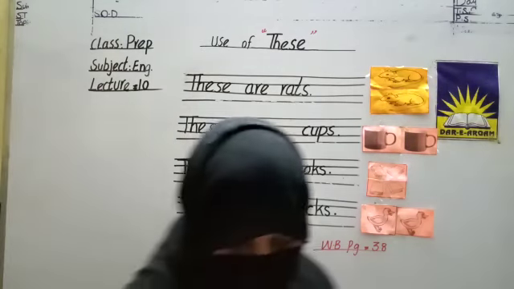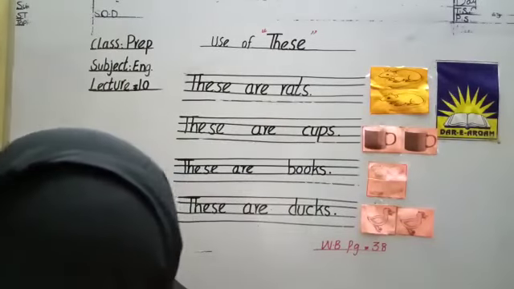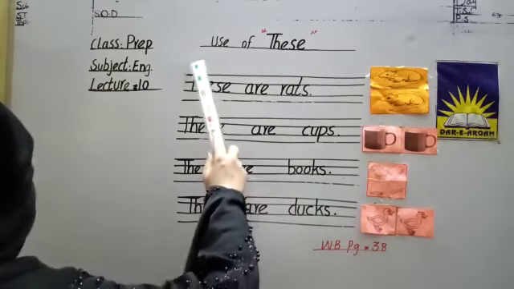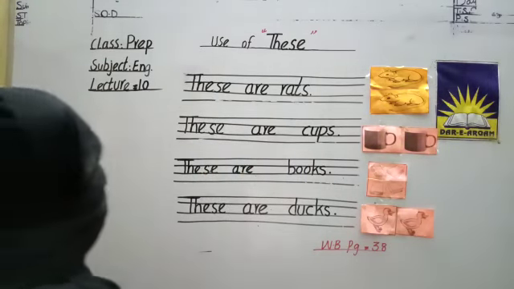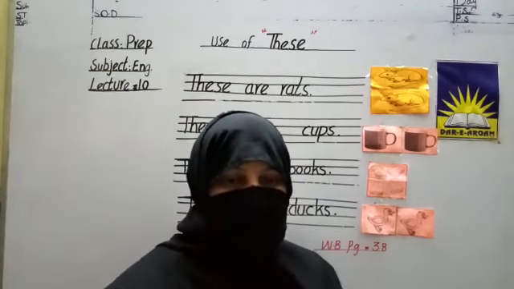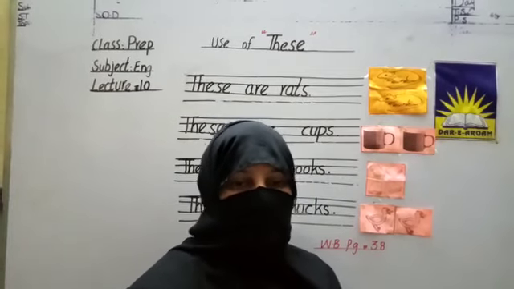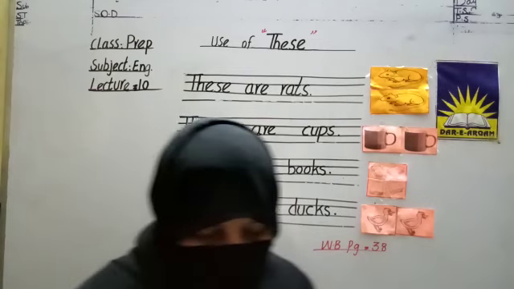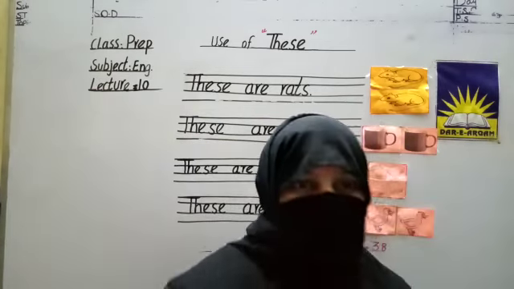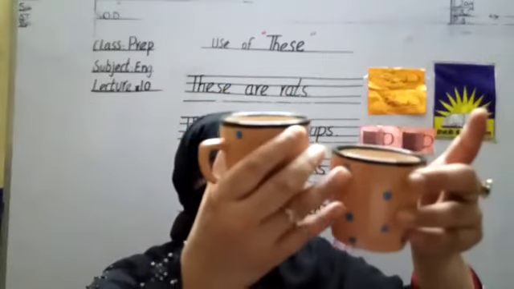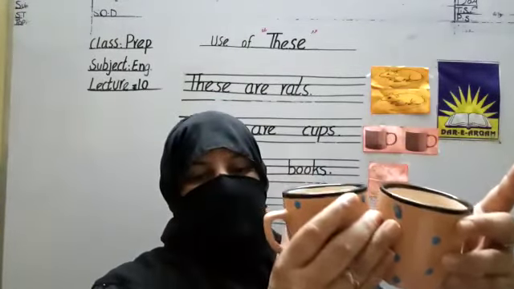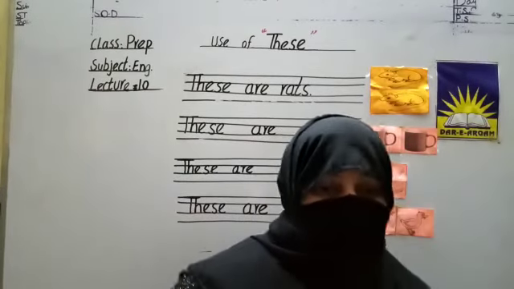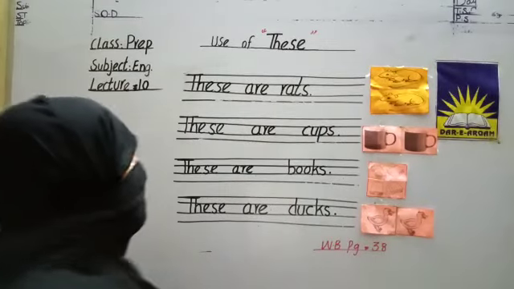Now students, repeat this lesson with me. Are you ready? Good. The topic is use of these. I repeat the definition of these. We use these for the objects that are more than one and they are near to us. For example, these are cups and they are plural and they are near to me. So we say, these are cups. Let's start.